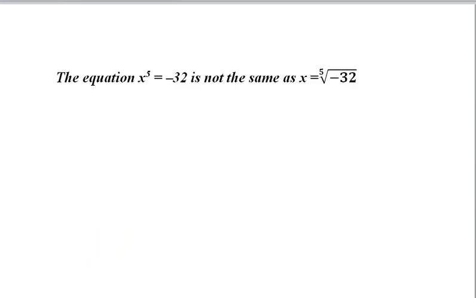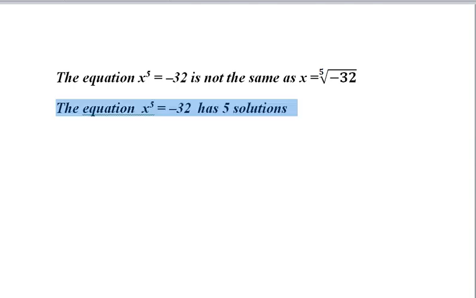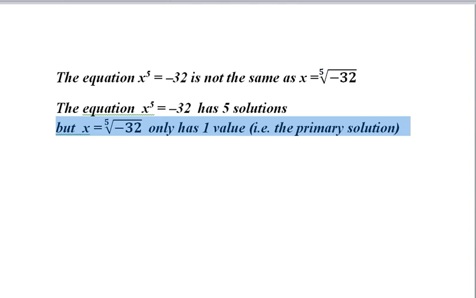In conclusion, the equation x to the 5 equals negative 32 is not the same as the equation x equals the fifth root of negative 32. The equation x to the 5 equals negative 32 has 5 solutions, but x equals the fifth root of negative 32 only has one value, that is, the primary solution.